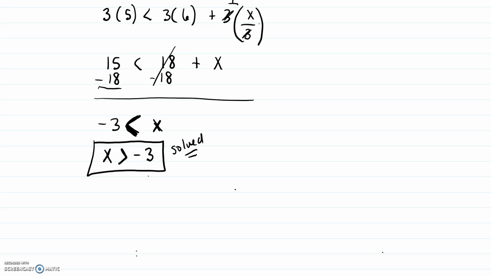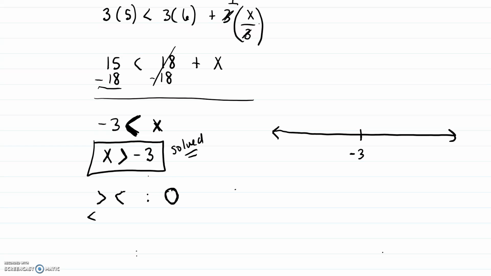So what we want to do now is graph it, and then we'll write in interval notation. So to graph, just draw a horizontal number line, find negative 3, just label that. Okay, so whenever you are using the greater than or less than symbol, when you are graphing, you're going to represent that symbol with an open circle.